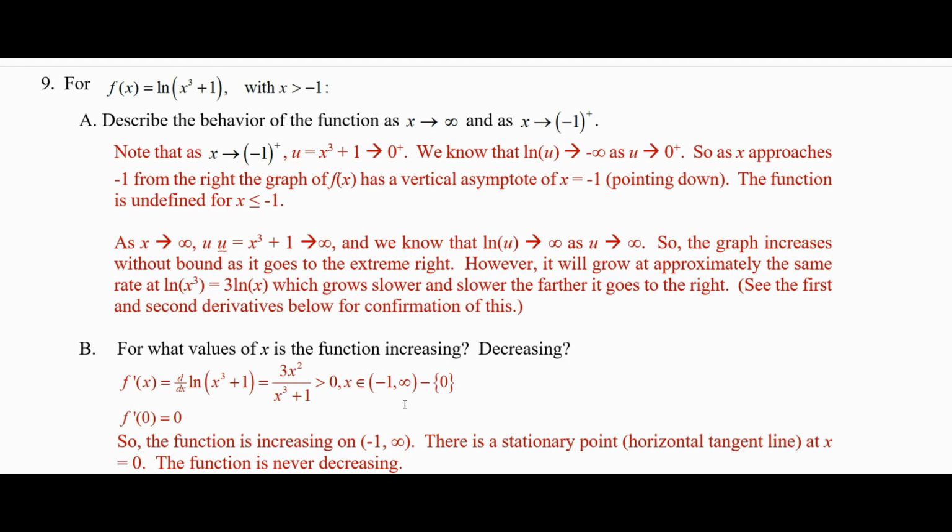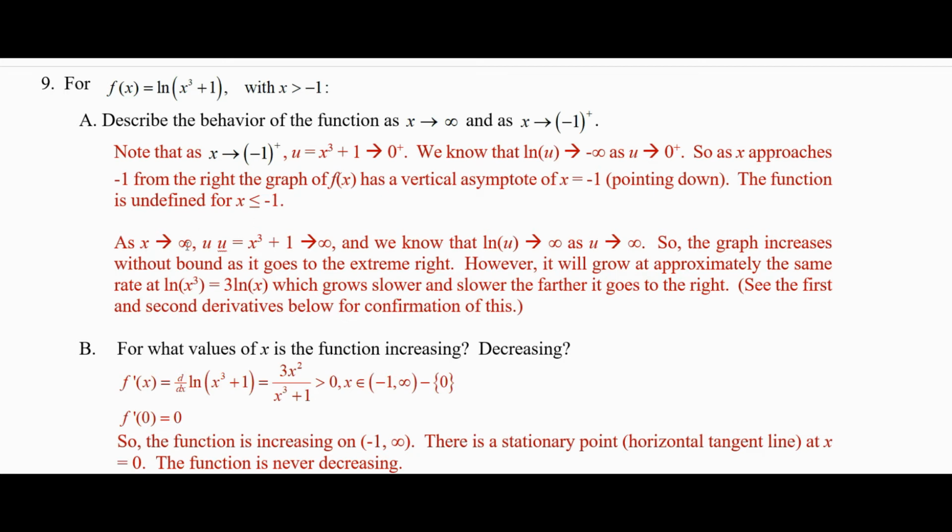So describe the behavior, the so-called end behavior, as x approaches infinity on the right, and on the left it's approaching negative 1 from the right side. So as x approaches negative 1 from the right side, the u here is approaching 0 from the right side. And we know the log of u approaches negative infinity as u approaches 0 from the right side. So as x approaches negative 1 from the right, the graph of f of x has a vertical asymptote of x equals negative 1 pointing downward, and the function is undefined for x less than or equal to negative 1.